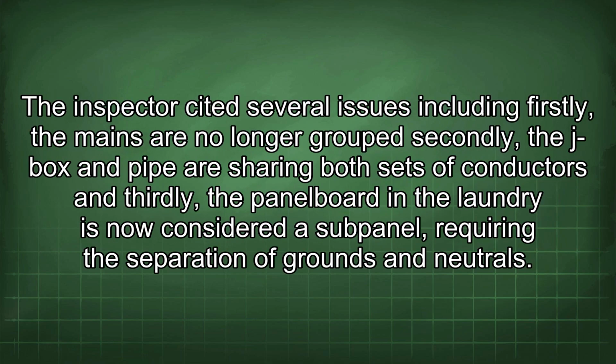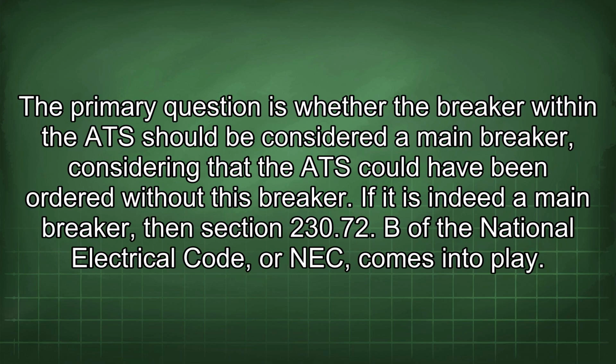The inspector cited several issues, including firstly, the mains are no longer grouped, secondly, the J-box and pipe are sharing both sets of conductors, and thirdly, the panel board in the laundry is now considered a subpanel, requiring the separation of grounds and neutrals. The primary question is whether the breaker within the ATS should be considered a main breaker, considering that the ATS could have been ordered without this breaker.